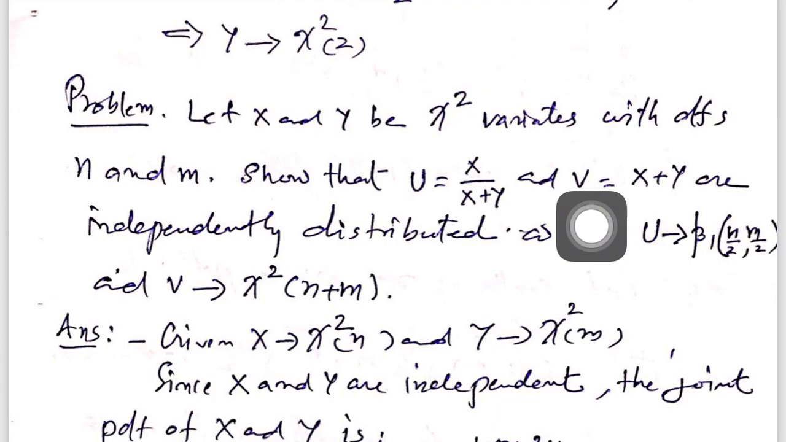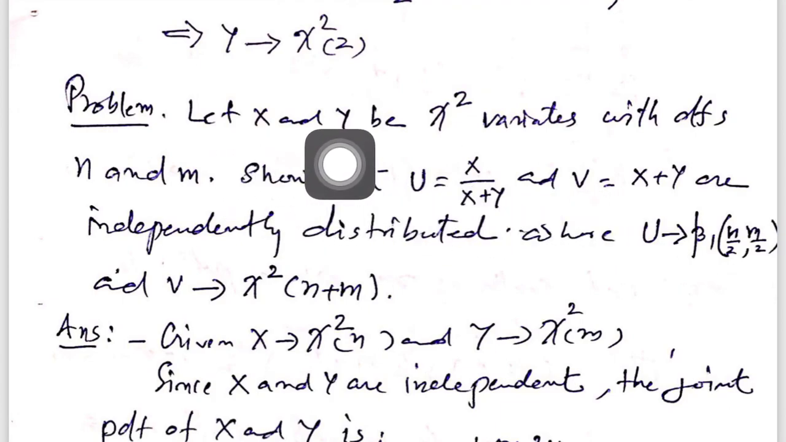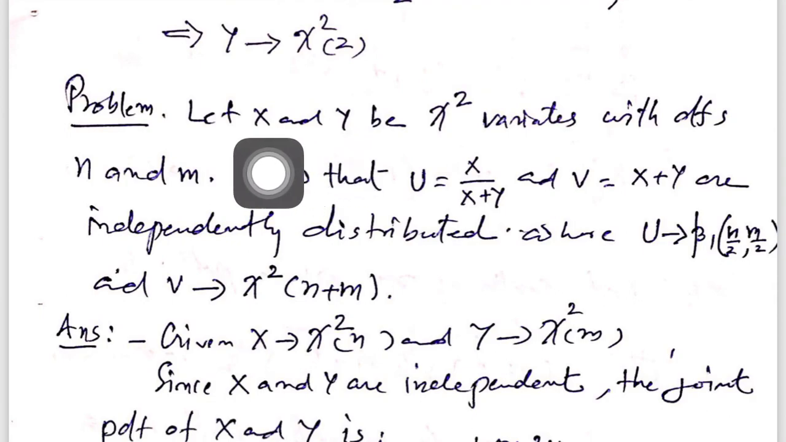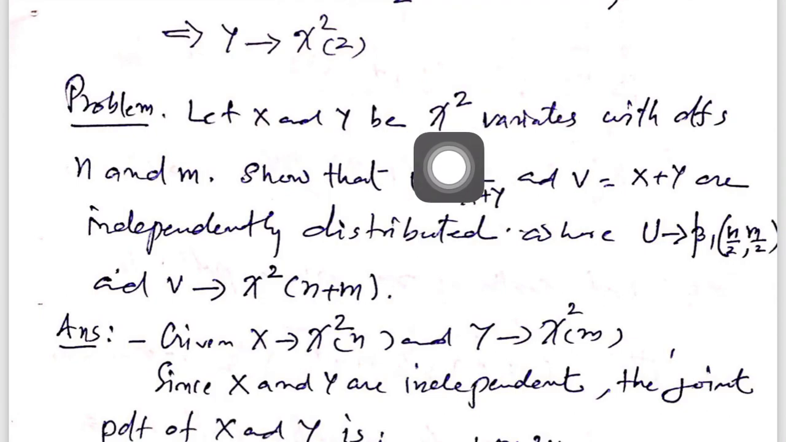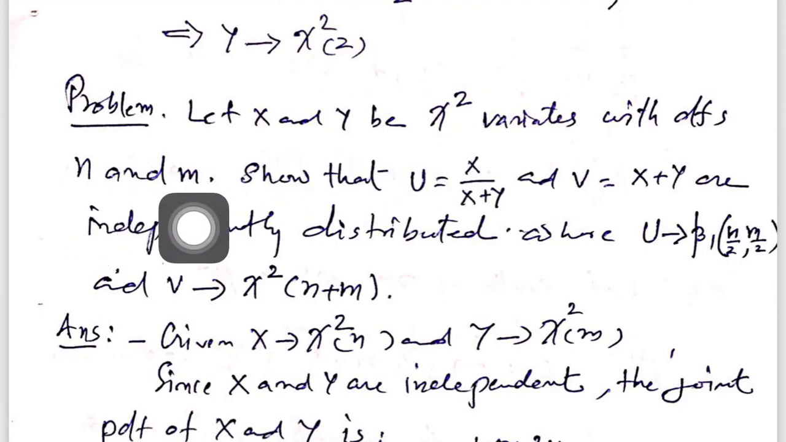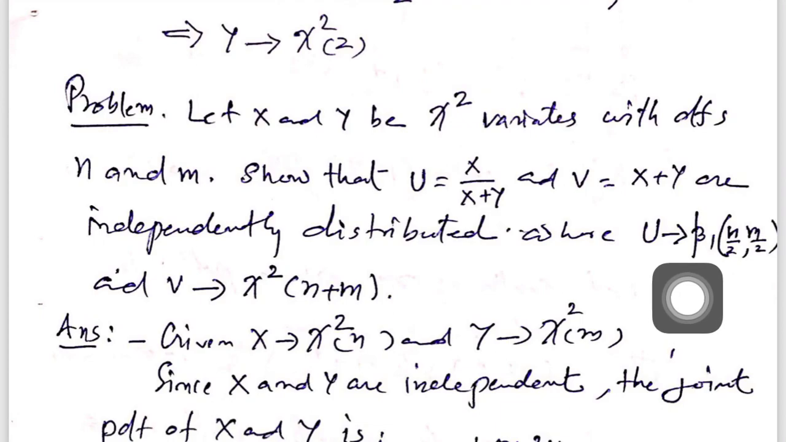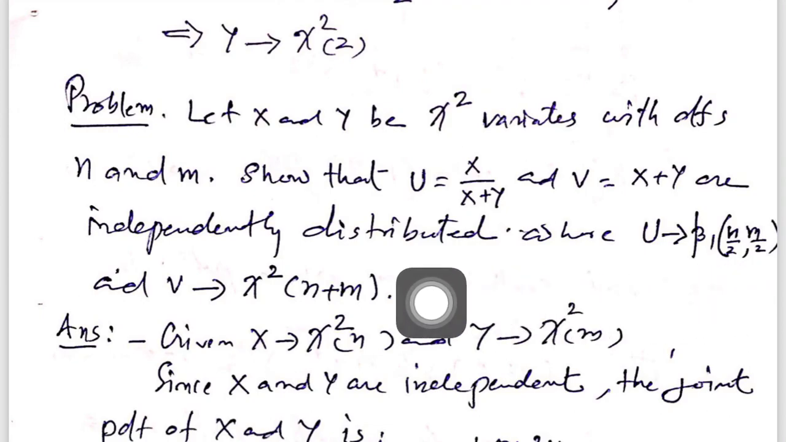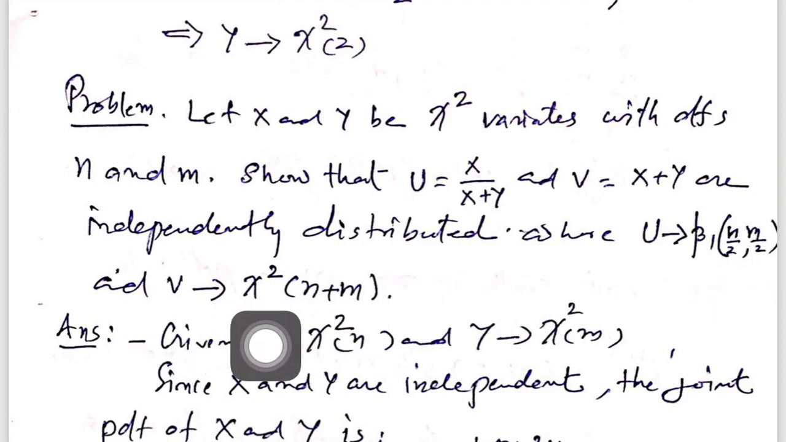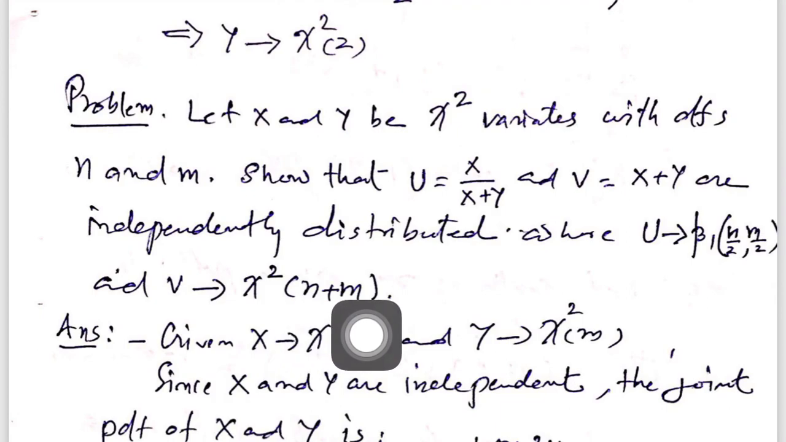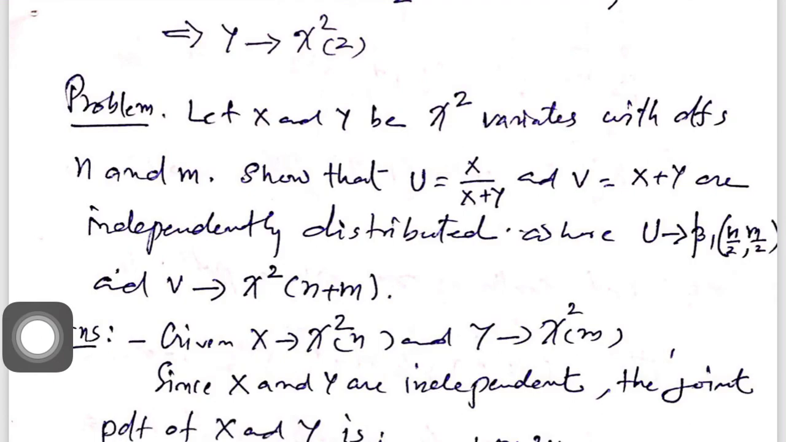The only thing you should know is what is the distribution of x and what is the distribution of y, or what is the joint distribution of x and y. Here in this problem it is given that x and y are chi-square distributed with the degrees of freedom n and m respectively, and you have to show that u and v are independently distributed, and at the same time you can identify u follows beta distribution of first kind with parameters n by 2 and m by 2, and v follows a chi-square distribution with the degrees of freedom n plus m.